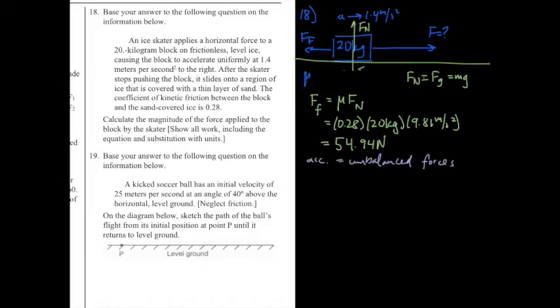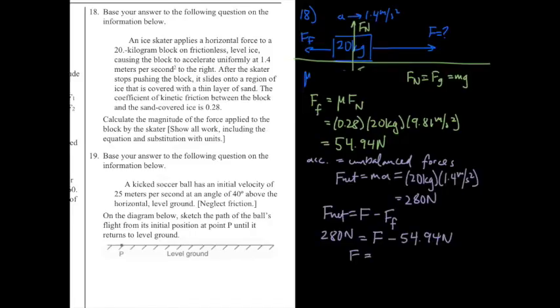Here, we're mu times F of n. The normal force is also the same as the weight, so you can either solve for that separately and plug it in, or you can just do it in one go like I showed here. So 0.28 is our mu times mass times g, 20 kilograms and 9.81 meters per second squared, and you get 54.94 newtons as your frictional force. Now this is acting opposite to the force applied.